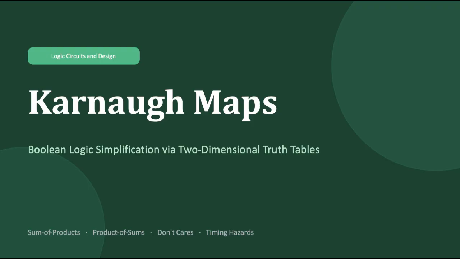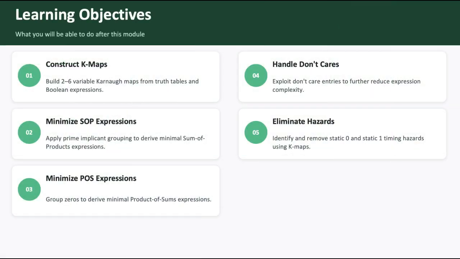By the end of this discussion, you will be able to draw K-maps, read them fluently, and derive minimal sum of products and product of sums expressions with confidence. We will also cover the special case of don't care entries and close with a brief look at timing hazards, a real-world concern in combinational logic design. Let's get started. Let me walk you through what we are targeting today, 5 concrete, measurable objectives.